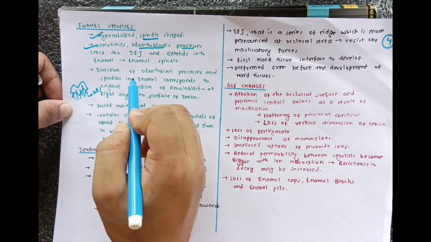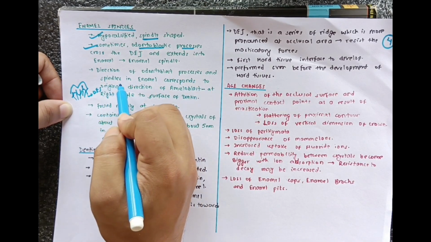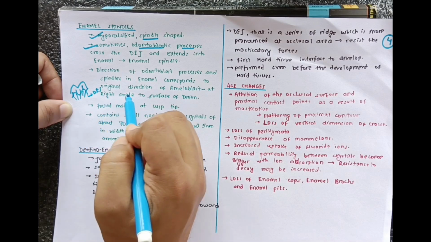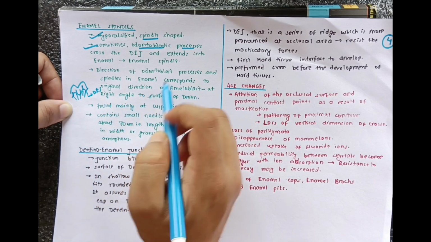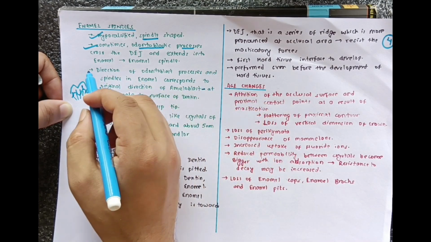After that, here I have written it is the direction of the odontoblast processes and the spindle in the enamel that corresponds to the original direction of the ameloblast at right angle, which is right angle to the surface of the dentin.